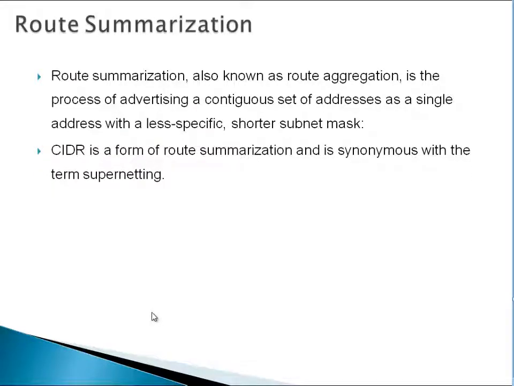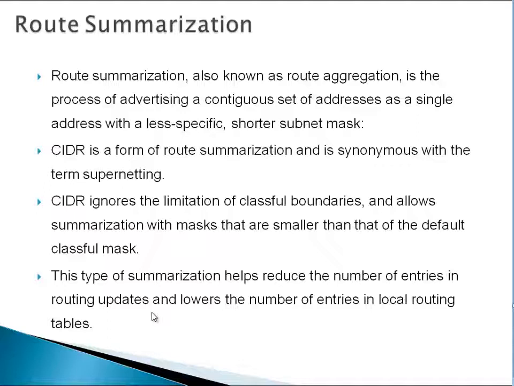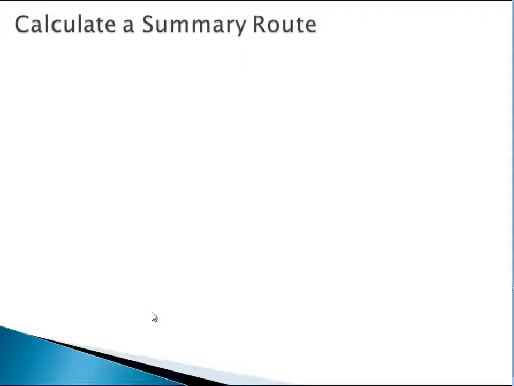CIDR, or classless interdomain routing, is a form of route summarization and is synonymous with the term supernetting. CIDR ignores the limitation of classful boundaries and allows summarization with masks that are smaller than that of the default classful mask. This type of summarization helps reduce the number of entries in the routing updates and lowers the number of entries in the local routing tables.